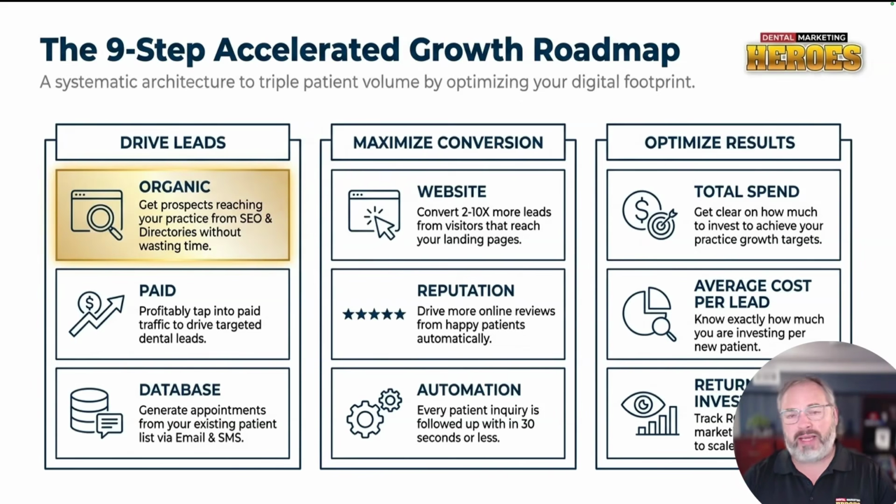Then we're going to look at optimizing results. We're going to look at your total spend. How can you get clear on how much to invest to achieve the practice growth targets that you have for your business? We're going to look at average cost per lead, so that you know exactly how much you're investing per new patient. And then finally, return on investment. We want to make sure that you're tracking your ROI, your return on investment, from your marketing and from each area of your marketing, so you know what's working, what's not, where to put more investment, where to pull back investment. All right, we're going to jump right in.